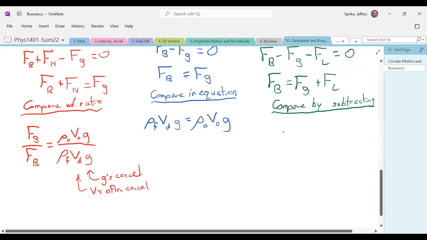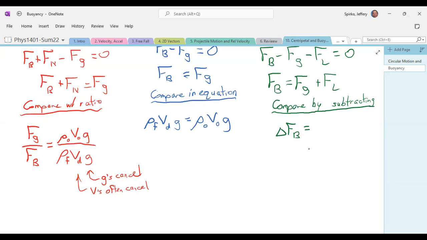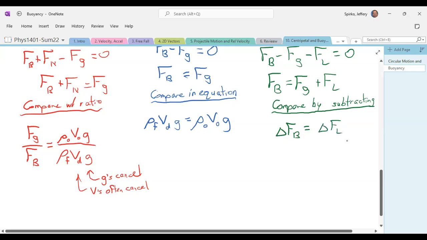So I'm going to think about delta force buoyancy in two situations. And in these two situations, it's going to be the same boat. So the force of gravity on the boat isn't going to change because it's the same boat with the same mass. So the force of gravity doesn't change from one situation to another. The delta is 0. But the load does. Delta force load.